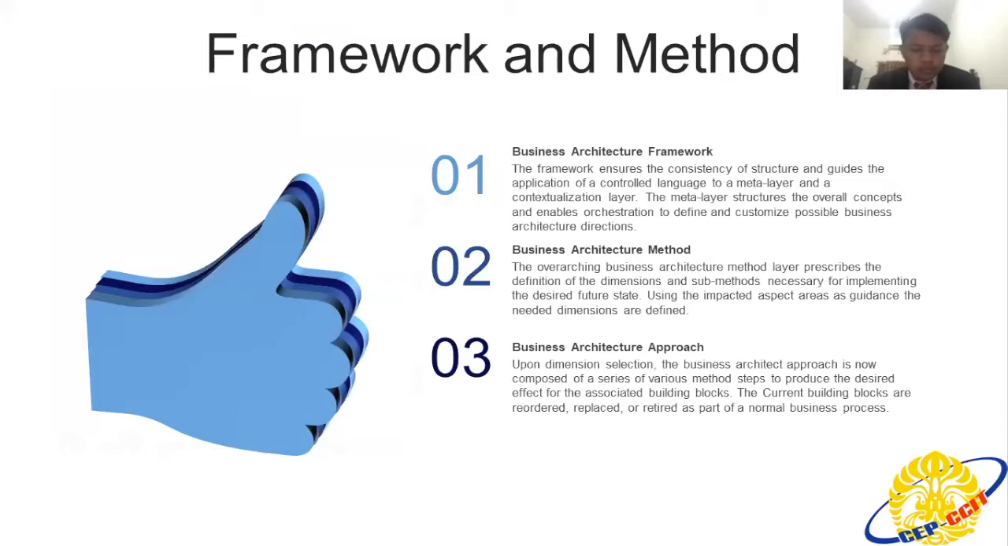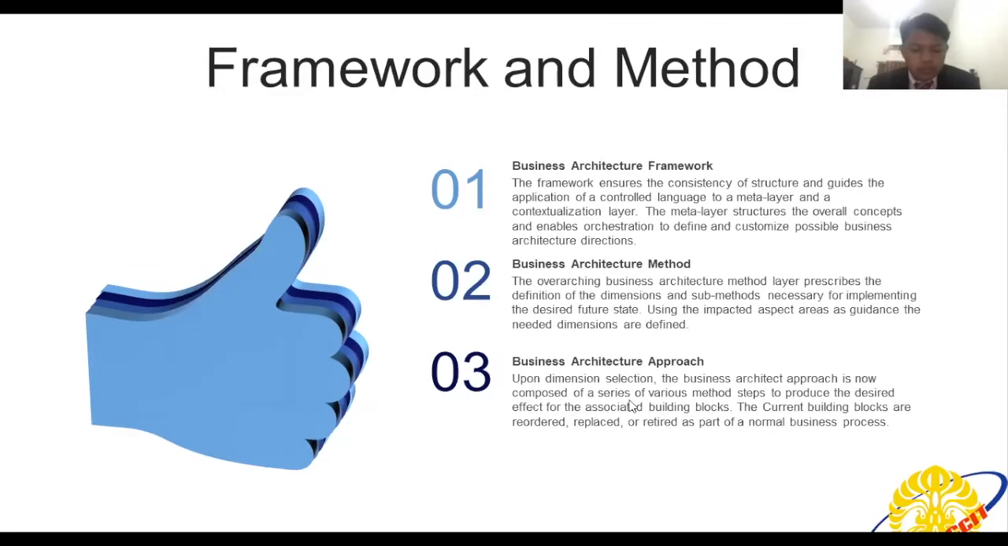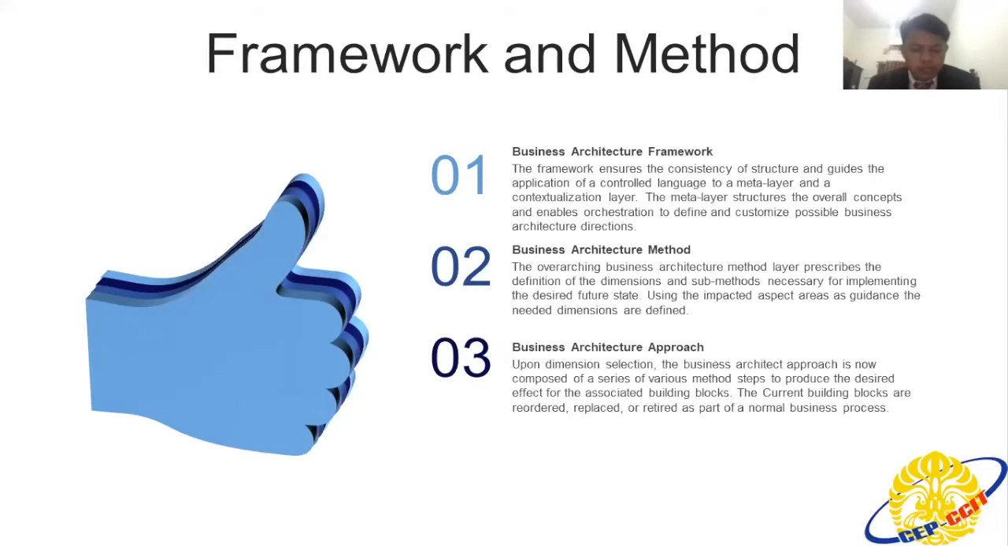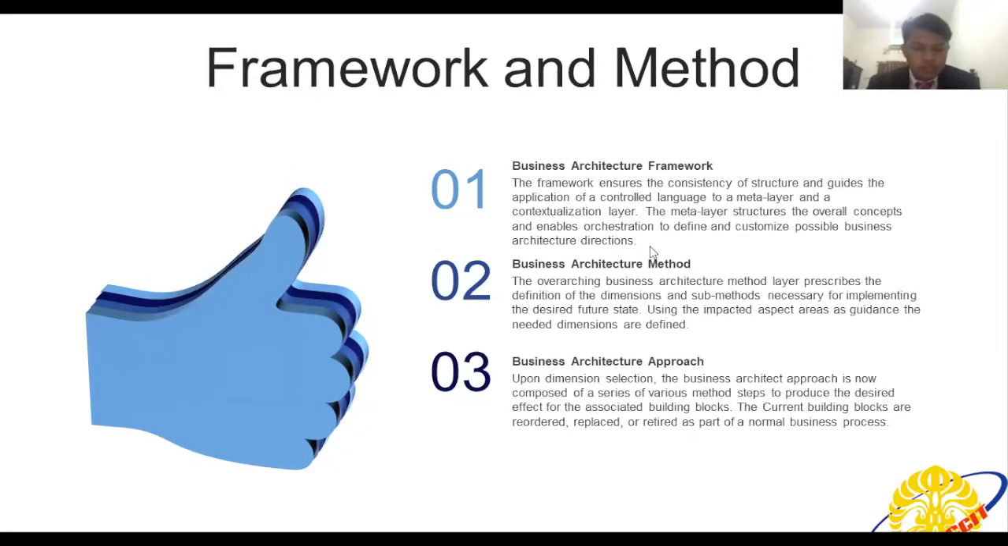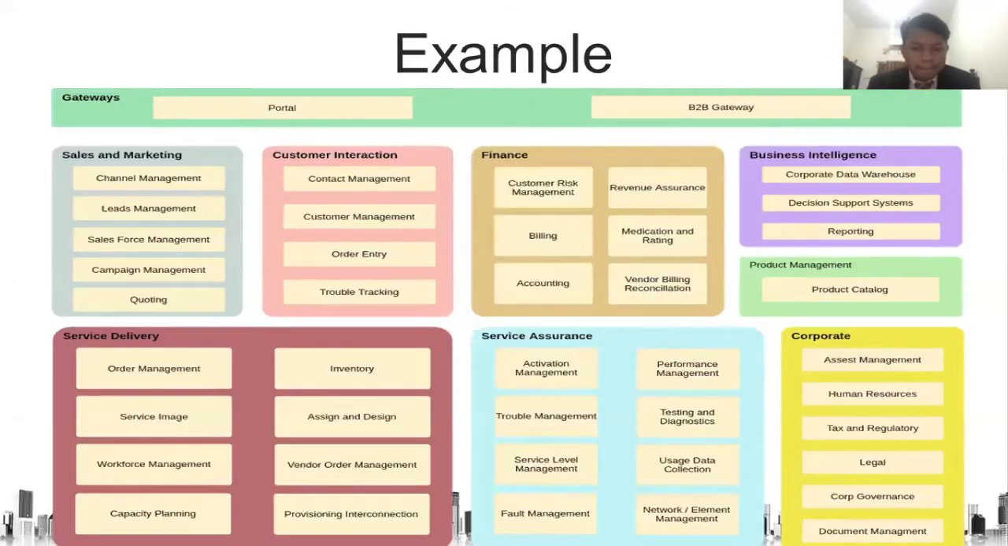And we have the framework and method. Here we have an example of business architecture. We have the business architecture framework, business architecture method, and the last, business architecture approach. All these zones work together so the corporation can run smoothly. And the next example.